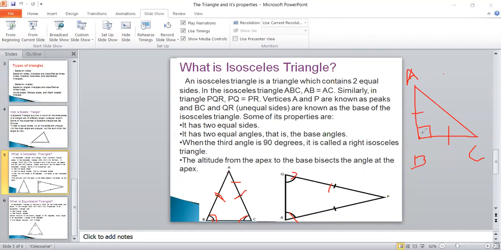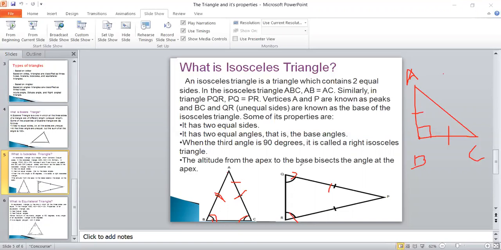And what is the third property? The altitude from the apex to the base bisects the angle at the apex. So what is the altitude? What is median? All these things we will talk about later. For now, only remember these three properties. The first property: in the isosceles triangle, two sides are equal. The second property: as the two sides are equal, the opposite angles are also equal. So in the triangle, two sides and two angles are equal. Then the third property: if one angle is 90 degrees, it is a right isosceles triangle.